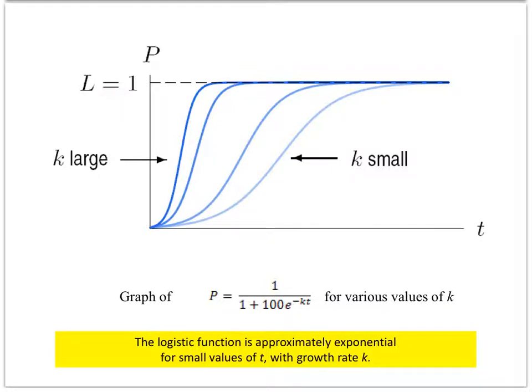If I look at one particular L, my carrying capacity, and look at different values of K, I can see what's happening. If this constant here is very, very large, the logistic function is approximately exponential for small values of t. This is my growth rate, my k, so it makes sense that if k is large, it's growing very quickly. If k is small, then it's not growing quite as fast. So this value right here tells me what my growth rate is.